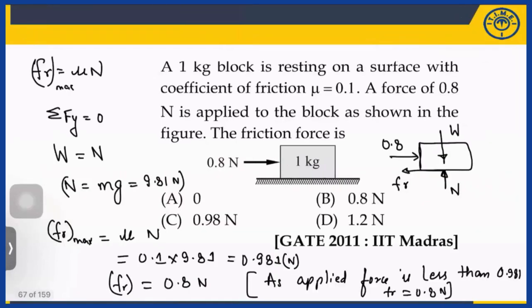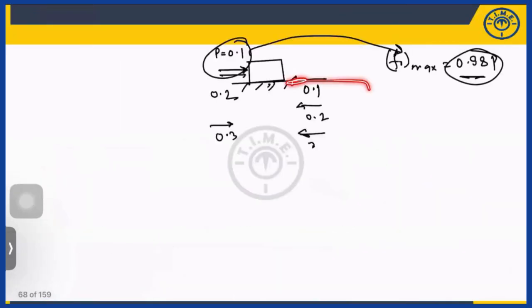But if you see here, the applied force is 0.8. The maximum frictional force is 0.98. You cannot apply the maximum friction, because if you apply the maximum friction force, it will move in the backward direction. How can that be possible? So the only condition is that the friction force will be equal to the force you are applying.